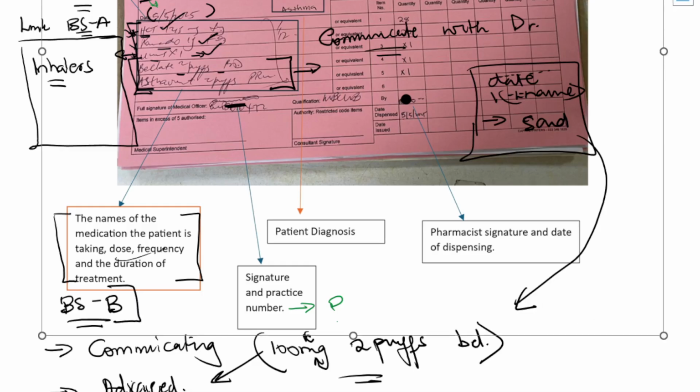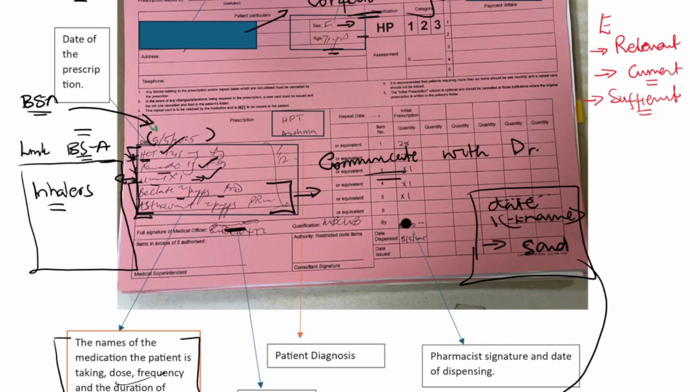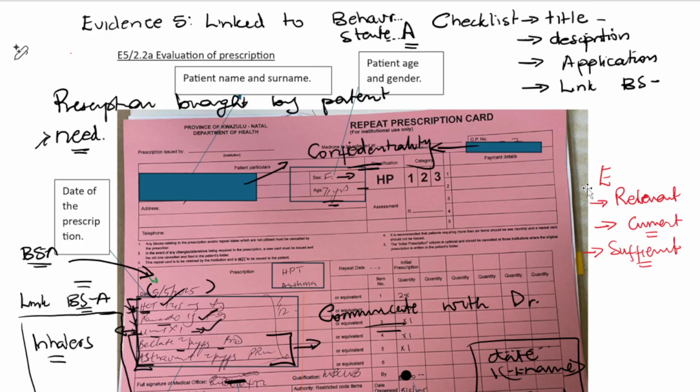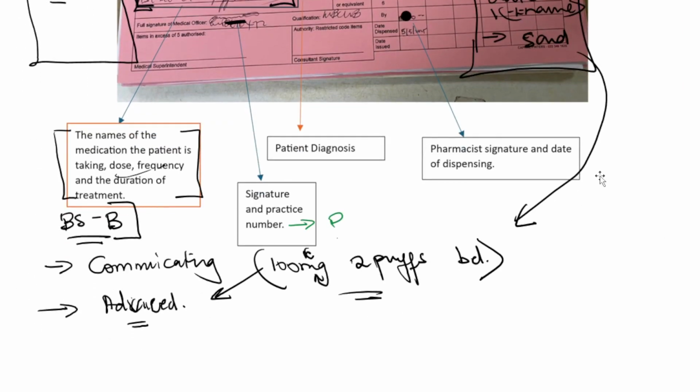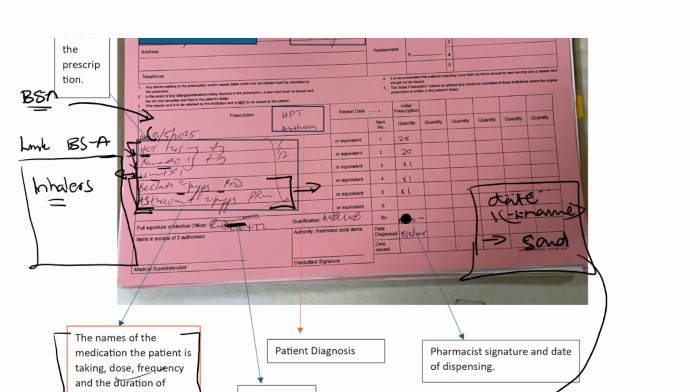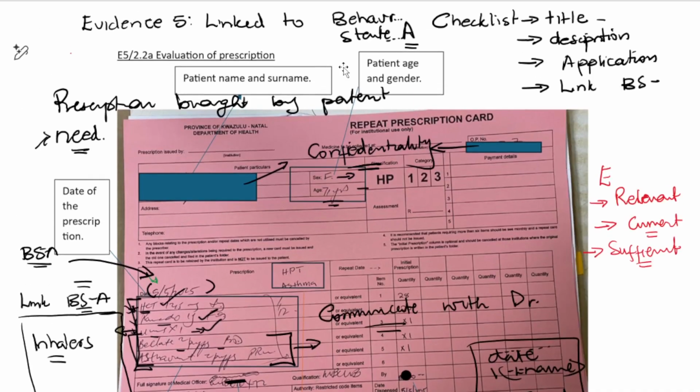The reason why I am adding this, even though it's just behavioral statement A here, is that now I have an opportunity to cover another behavioral statement. But if possible, just stick with one behavioral statement. But in this case, since I am linking it with another behavioral statement, I will then say behavioral statement A and B. Now let's go back to our checklist.